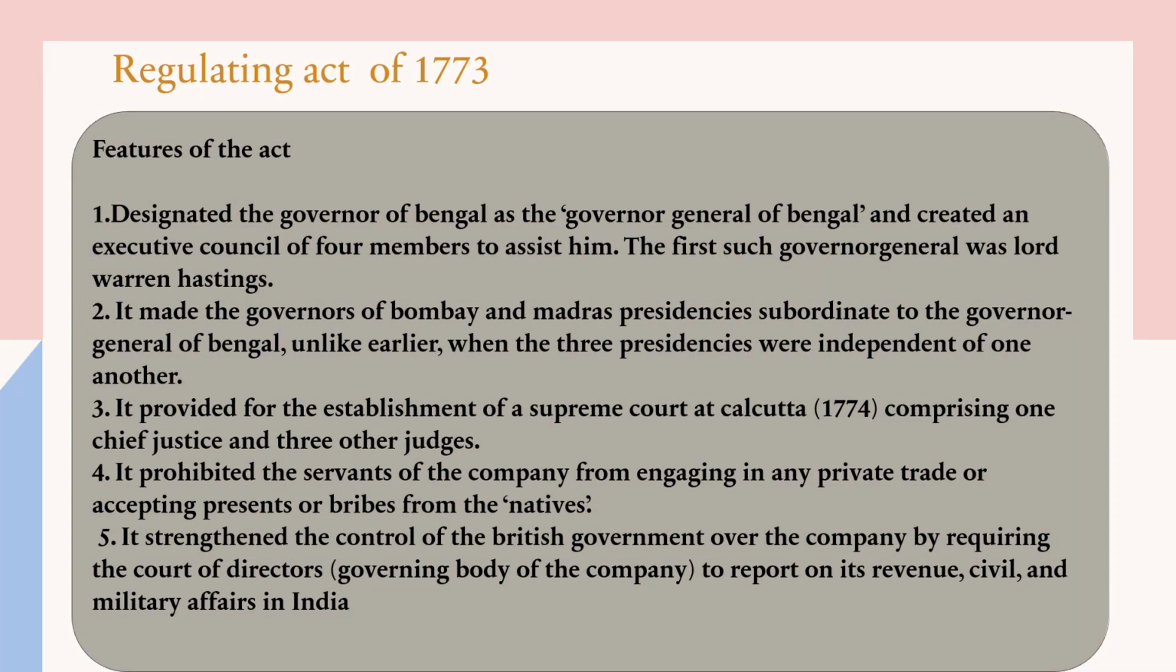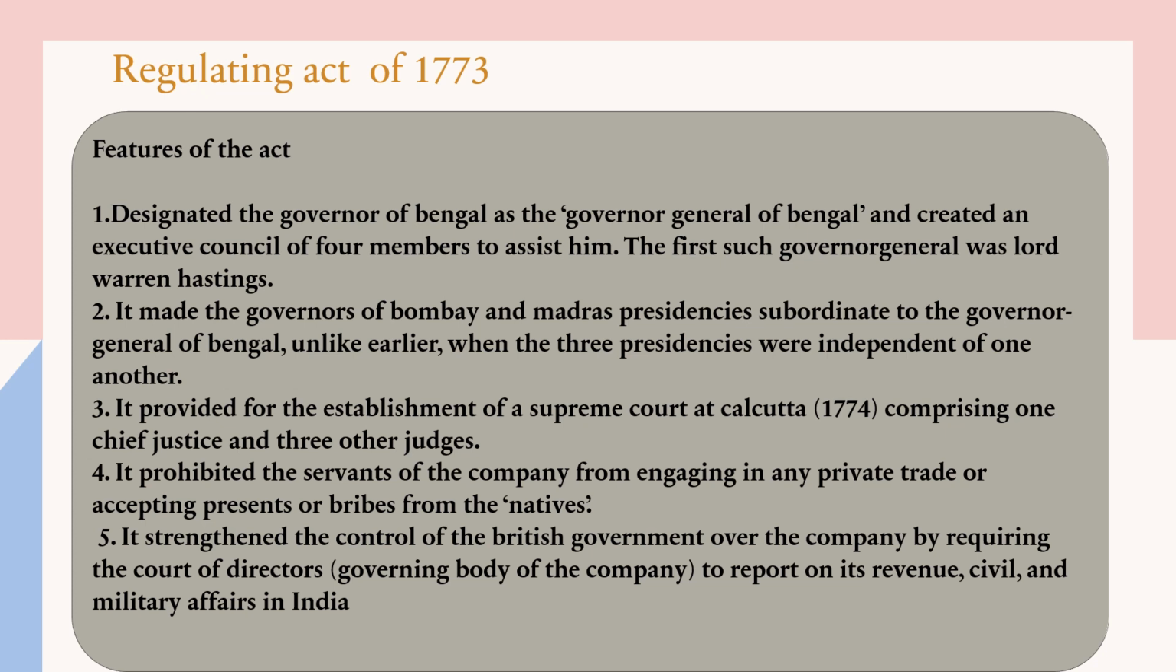It designated the Governor of Bengal as the Governor General of Bengal and created an Executive Council of four members to assist him. The first Governor General was Warren Hastings, and this act made the governors of the Bombay and Madras presidencies subordinate to the Governor General of Bengal. Before this, these three areas, Bengal, Bombay, and Madras, were independent of each other.